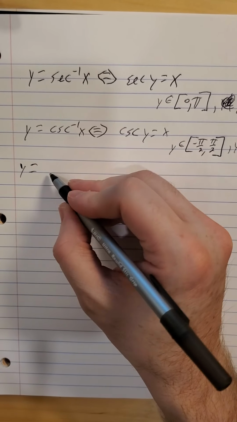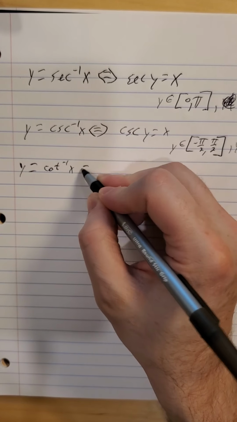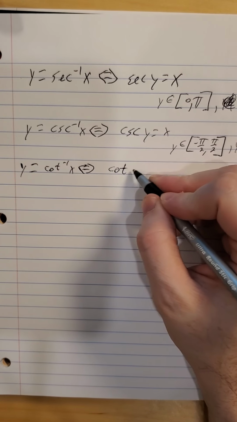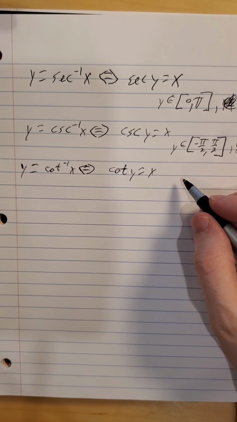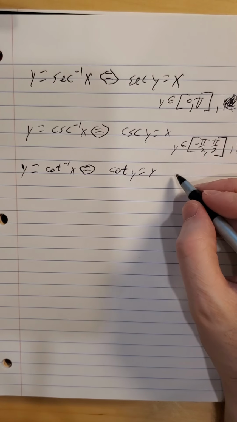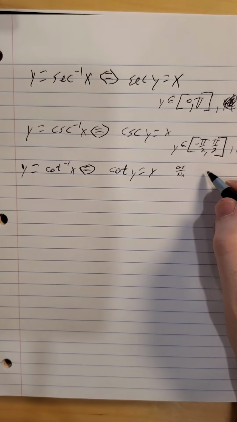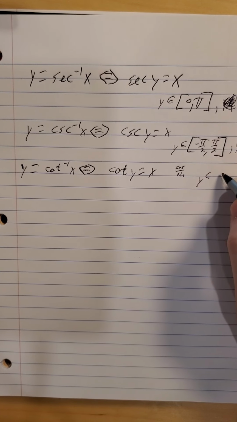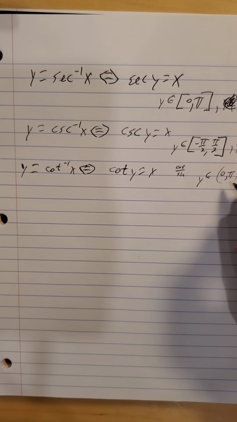And a similar definition for the arccotangent. An equivalent would be saying that the cotangent of y is equal to x. So remember, cotangent is cosine over sine. So here y is in 0 to pi, and we don't want a 0 denominator.